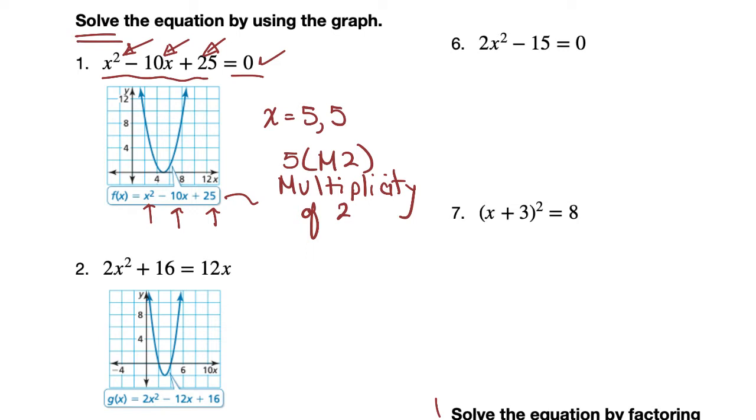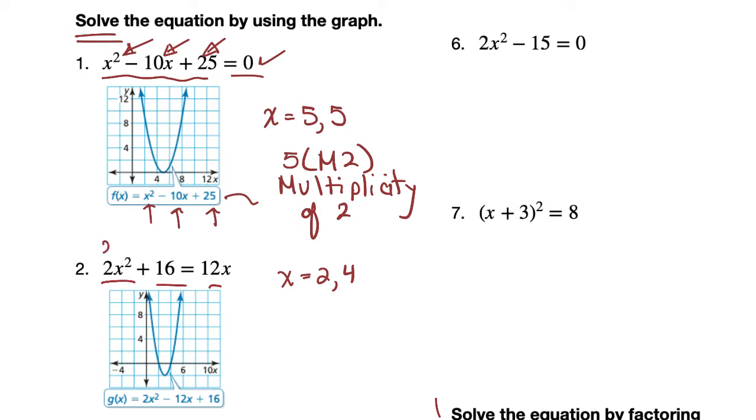Let's look at number 2. Number 2 is a little bit easier because you can see there are distinct spots where it crosses the x-axis. So again, this is going by 2, 4, 6. So it crosses right here at x is 2, and it crosses right there at x is 4. And so those are our answers. The x values of 2 and 4 would make this equation true.